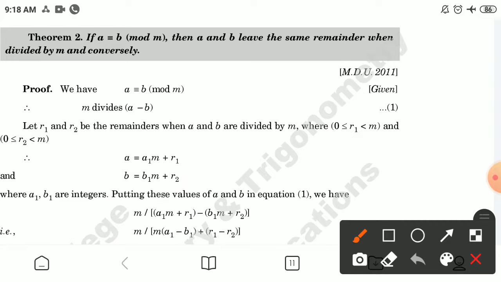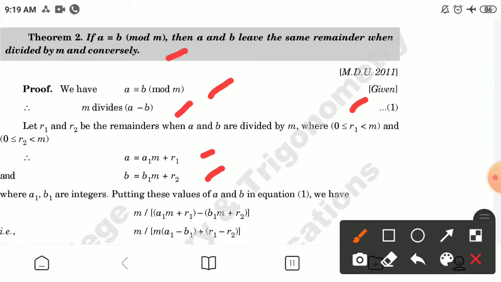Now, the next result: if a is congruent to b mod m, then a and b leave the same remainder when divided by m, and conversely. We have a is congruent to b mod m. This is given. Therefore, m divides a minus b, marking this as number 1. Let r1 and r2 be the remainders when a and b are divided by m, where r1 is between 0 and m and r2 is between 0 and m. Therefore, a is equal to a1m plus r1 and b is equal to b1m plus r2, where a1, b1 are integers.